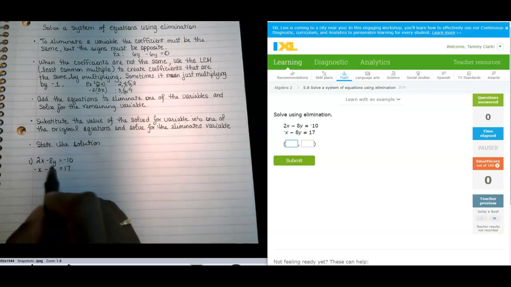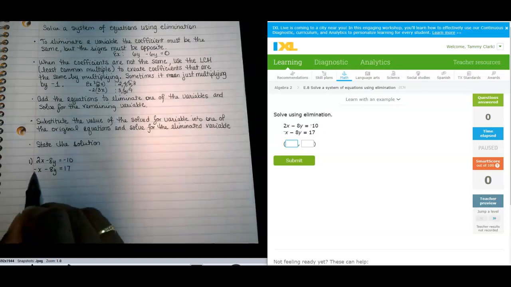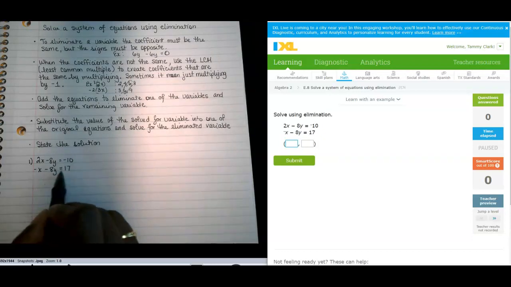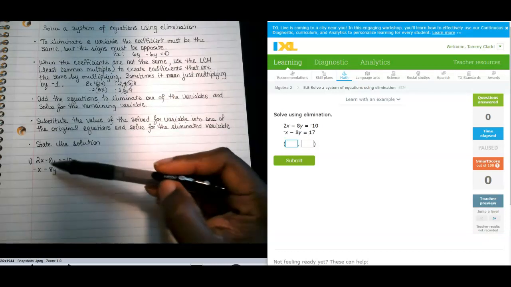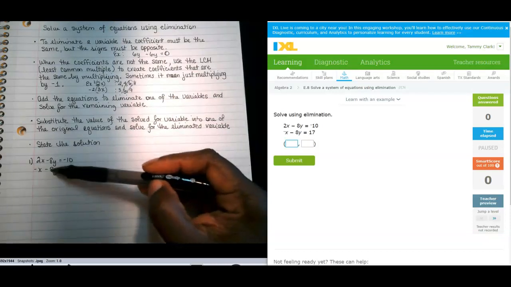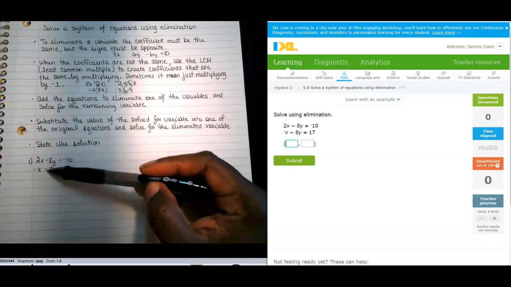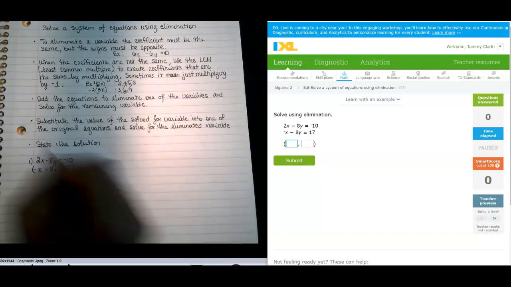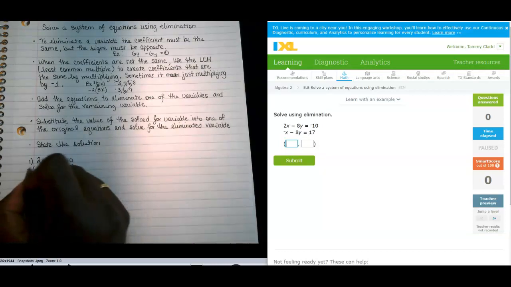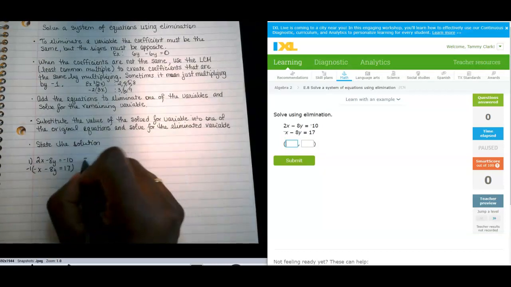We've got 2x minus 8y equals negative 10, and negative x minus 8y equals 17. Well, two things have to be true. We have to have the same coefficient, which we do for the y term, but the signs have to be different, and they're not. So I can simply multiply either equation by negative 1 and change the sign.